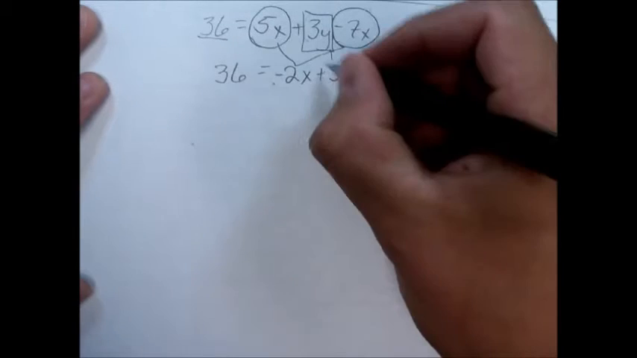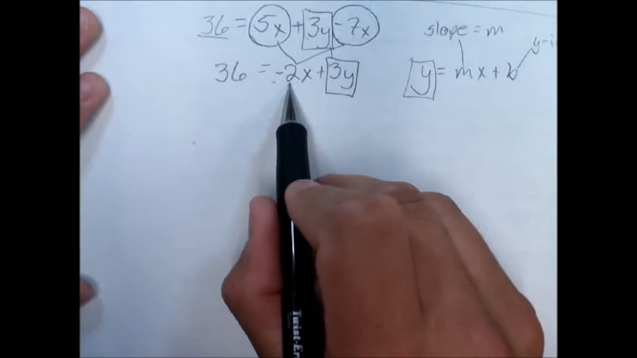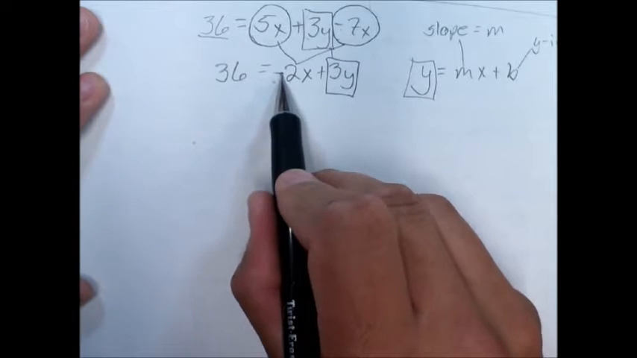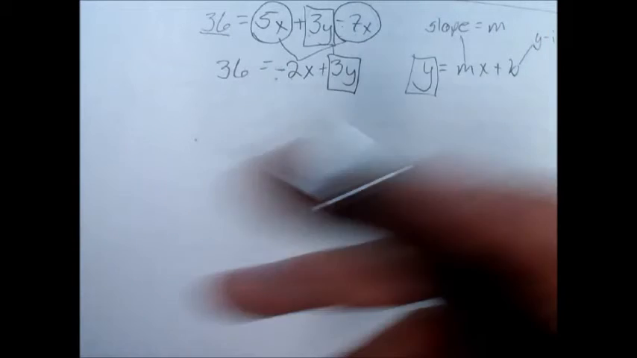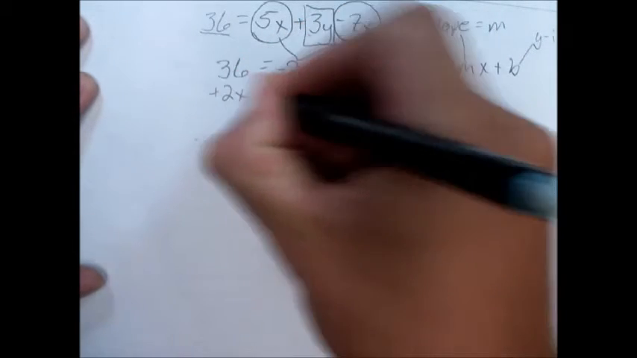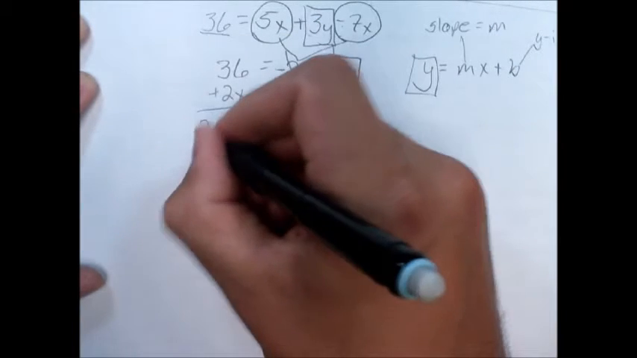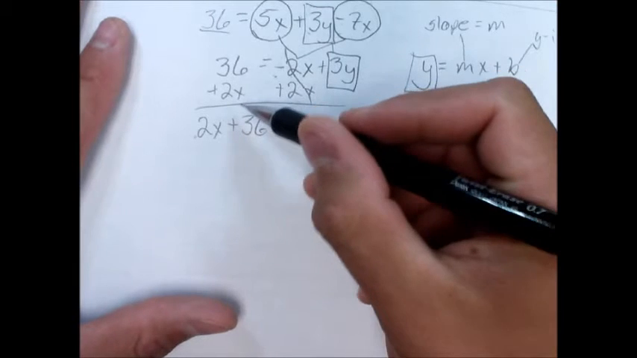So here we go. I got to get this guy by itself. So I need to get rid of this. How do I get rid of a -2x? I move it to the other side to make it positive. So I add 2x to both sides, right? So that one's gone. I get 2x plus 36. Again, this is no math right here. I'm literally just writing down what I have.